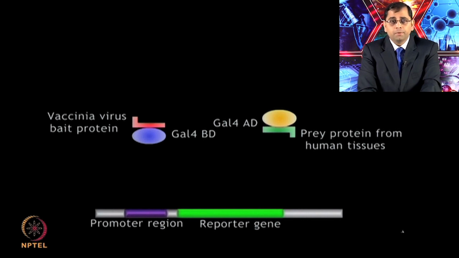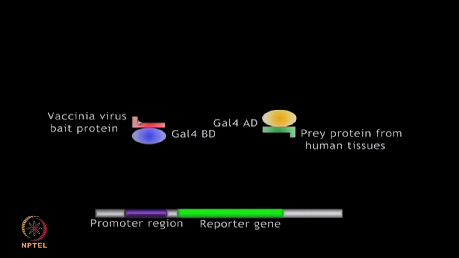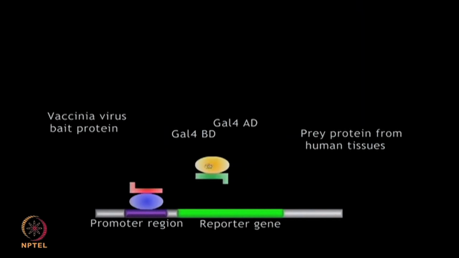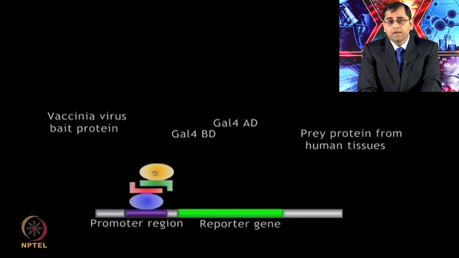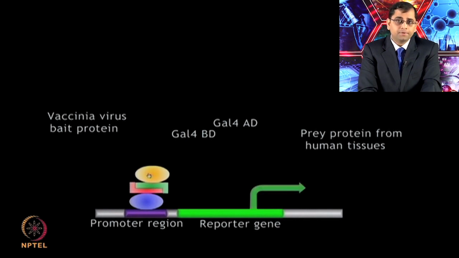So, let me show you by this interaction how yeast two-hybrid screening can be used. If you drag and drop the components, the transcription will be carried out. You can see the Gal4 binding domain adheres to the promoter region, and now as soon as the activation domain binds, the transcription events happen.